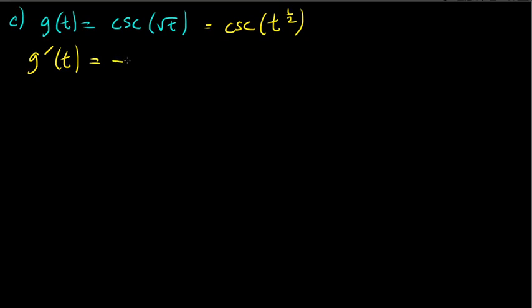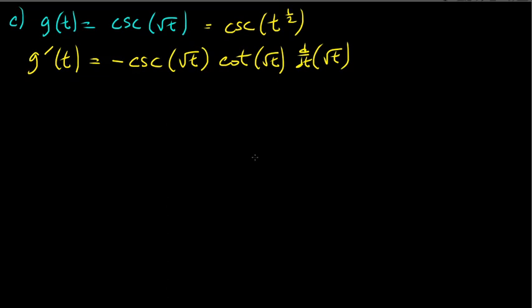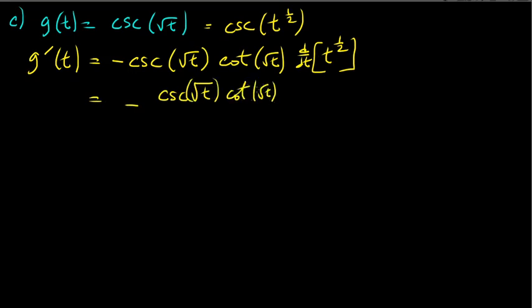The derivative of cosecant is negative cosecant, I'll leave it as square root of t, cotangent. And then by the chain rule, we multiply by the derivative of square root of t, which, that was the whole point of this, to write it as t to the 1/2 and use the power rule. But we've done that before. And that's just 1 over 2 square root of t. So I think I wrote this as negative cosecant square root of t, cotangent of square root of t, all over 2 square root of t.